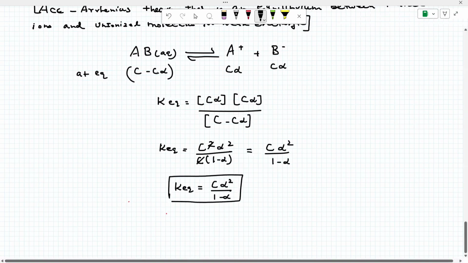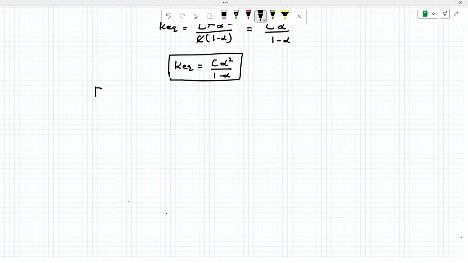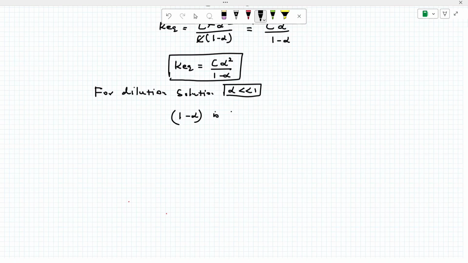Now see, we know very well that for dilute solution, alpha is very much less than 1, right? Therefore, 1 minus alpha is negligible. Therefore, what is the formula? If it's an acid, then I take Ka. What is Ka? The dissociation constant for acid.